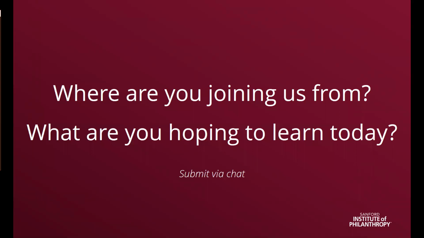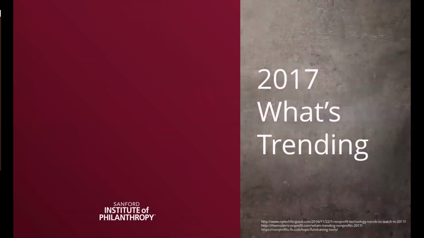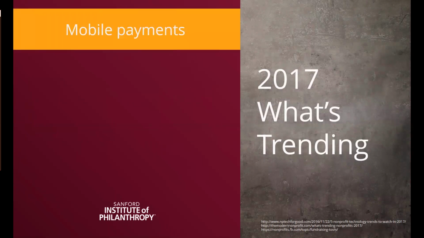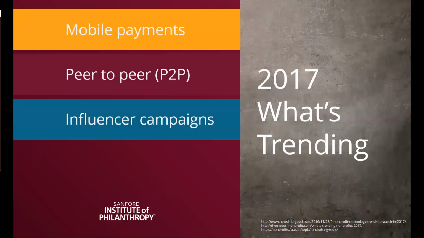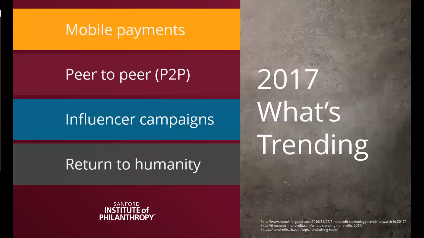So on that, I am going to jump in, and we're going to talk about what is trending for 2017 for social media as it applies to nonprofits specifically. What we're seeing is the addition of mobile payments, and I'll go into some more detail, but this really is where people can donate. They can do it with just a couple of clicks of their phone. Peer-to-peer promotions for nonprofits are really working well. Influencer campaigns, we see this across all social media, and it specifically can be applied to nonprofits. And then really a return to humanity on social media.